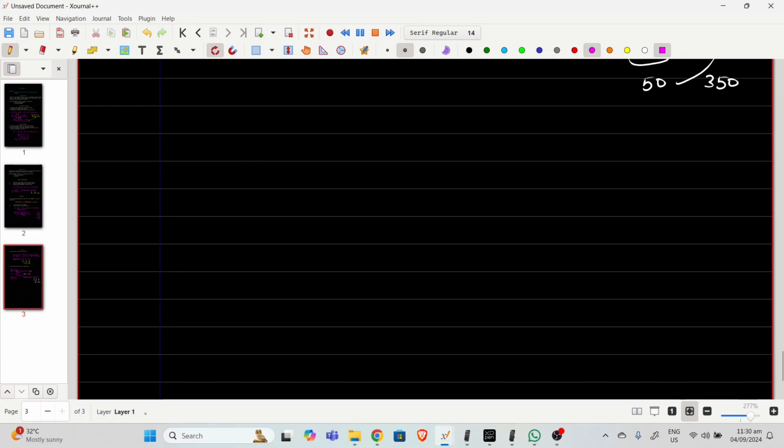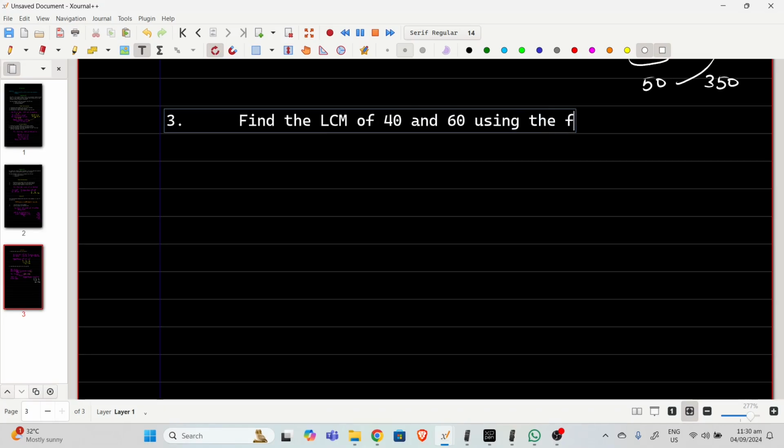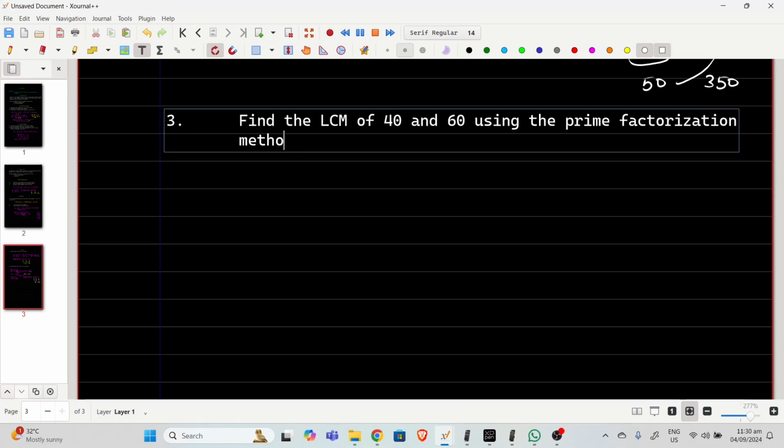Let's do one more, and that will be it. All right? One more. Put this over here, and we can say 3. We're required to find the LCM of 40 and 60 using the prime factorization method. All right, so I want to find the LCM of 40 and 60 using prime factorization method.